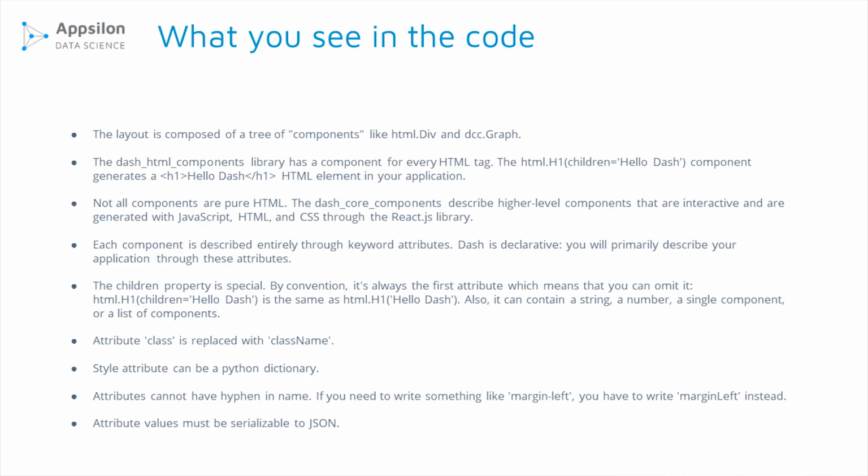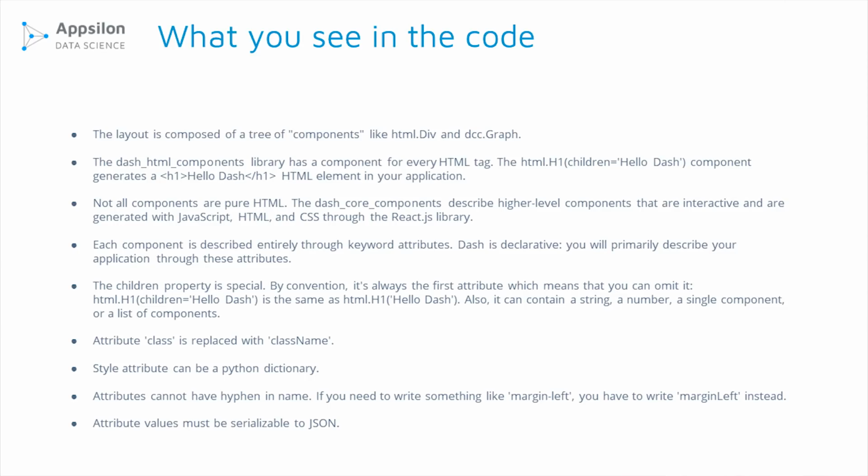And children basically tells you what is the inside of the HTML tag that you are using. Another thing that differs from the HTML is that the class is replaced with className, and basically the style attribute can be a dictionary. So if you want to inline a style, you can just create a dictionary.